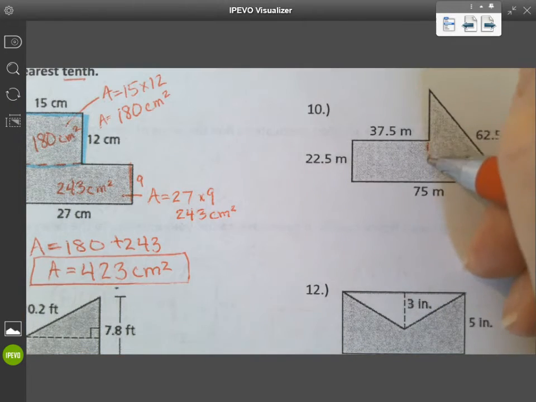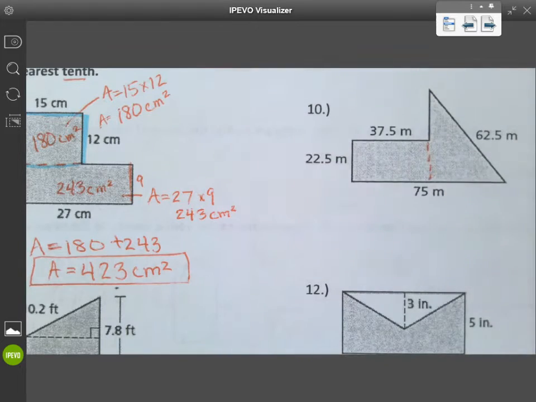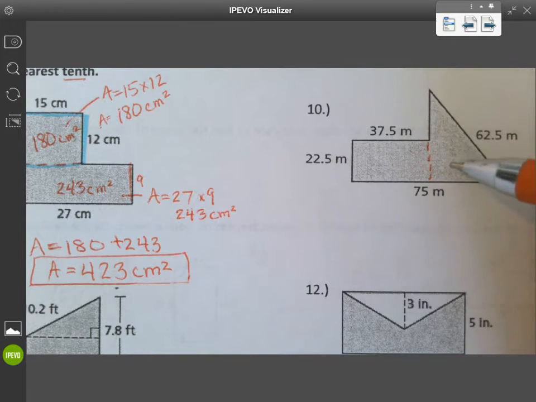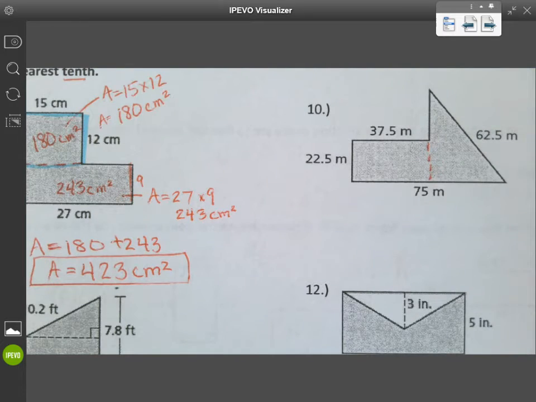This is what I'm seeing. I think this is the best way to cut it. Someone wanted to make a trapezoid out of it because they love trapezoids, but then I'd be stuck because I wouldn't be able to find some of this information. So I'm cutting it into the easiest figures I can.